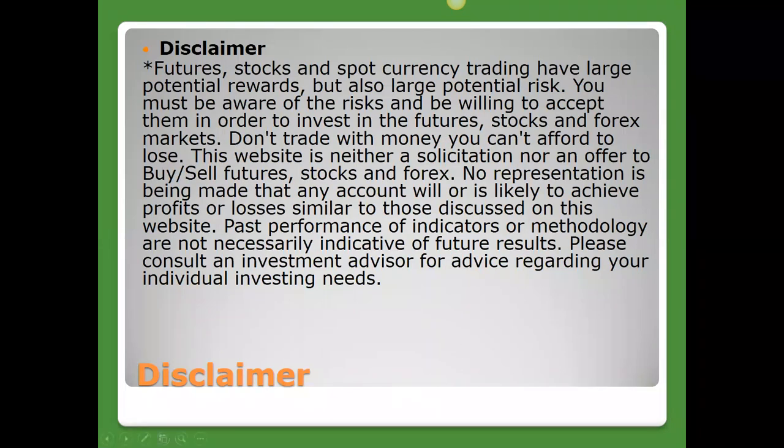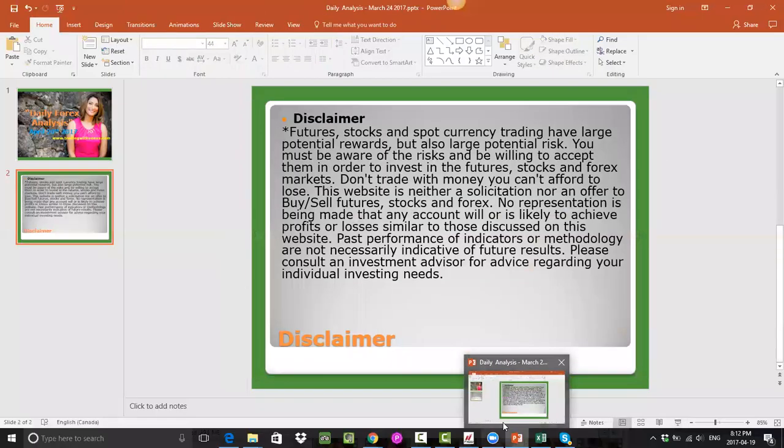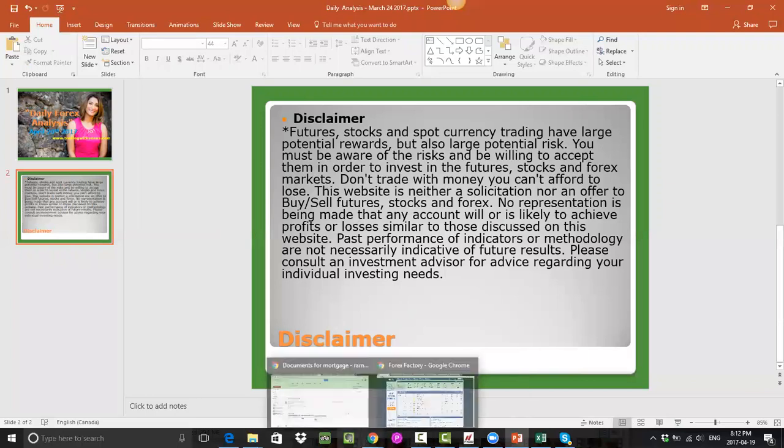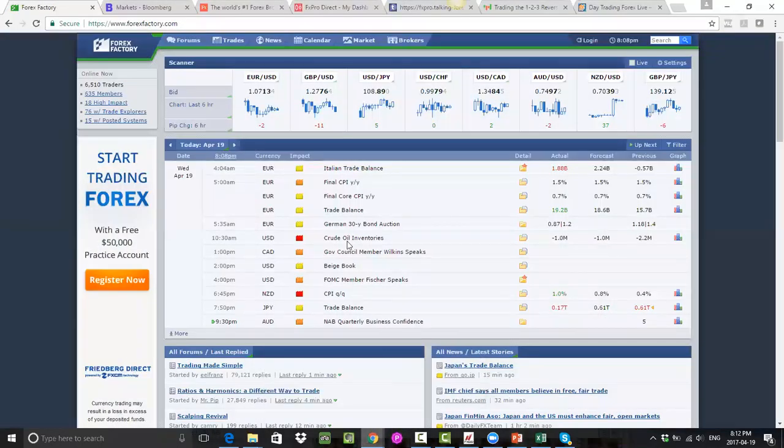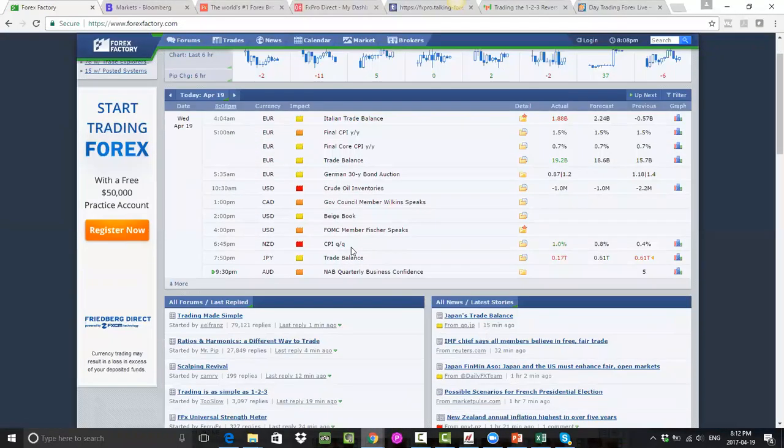Okay, so let's move on to the charts here. Actually, before we move on to the charts, let's take a look at our Forex Factory, what's coming up. We have, for today, April 19th, didn't have much data. We had crude oil inventories for the U.S. session, which came out almost in line with expectations. There was a slight drawdown, but nothing major there.